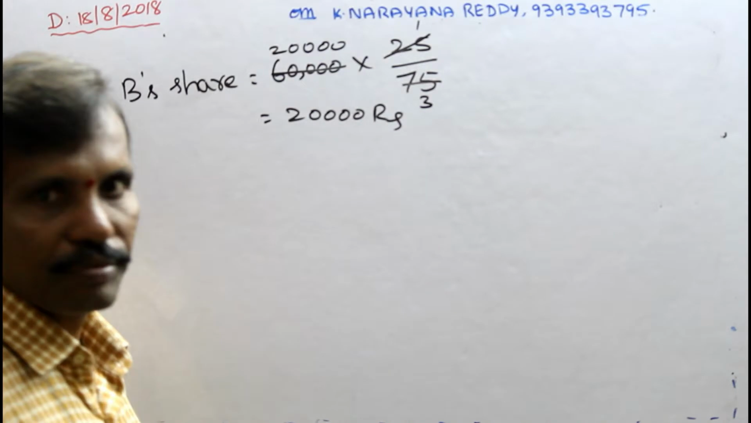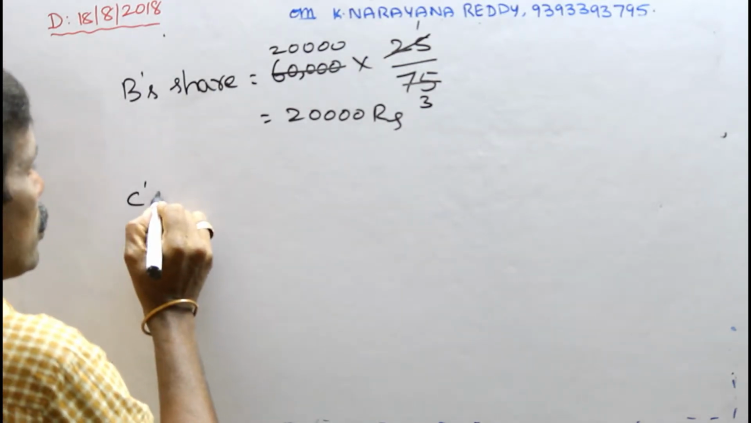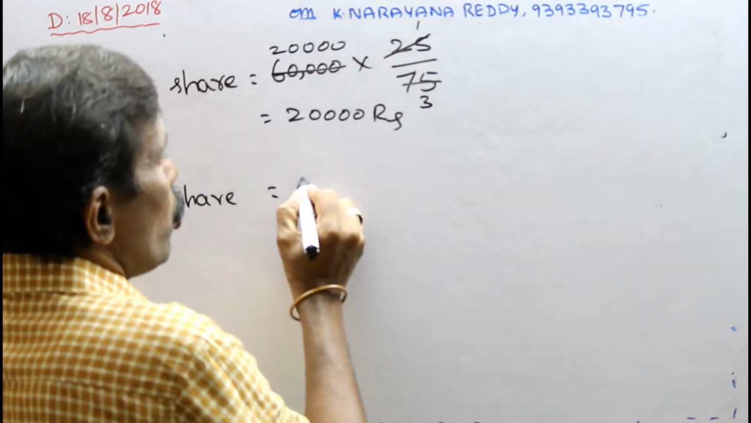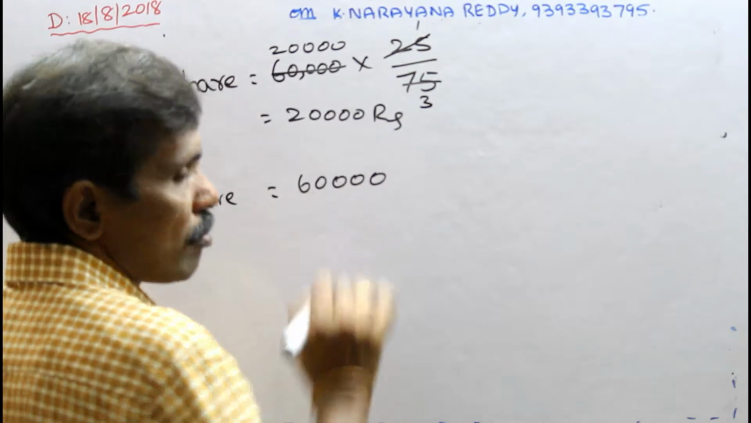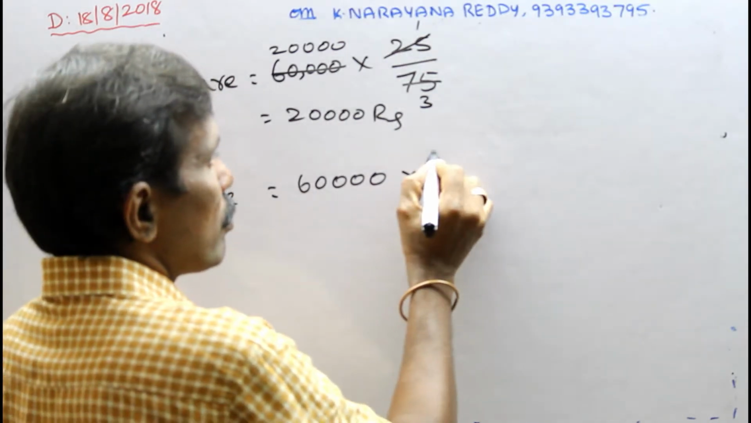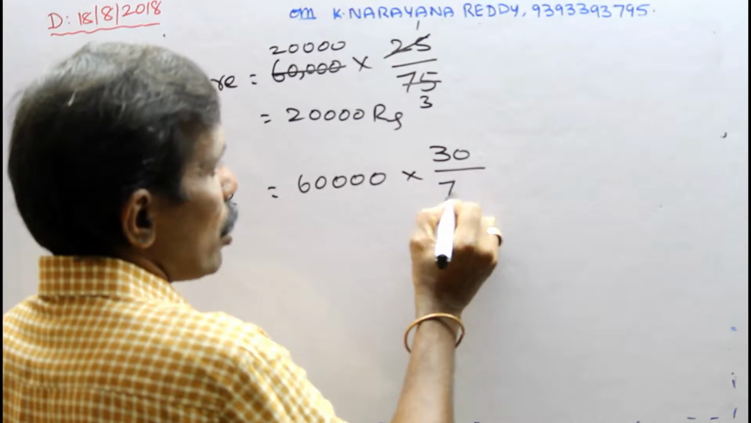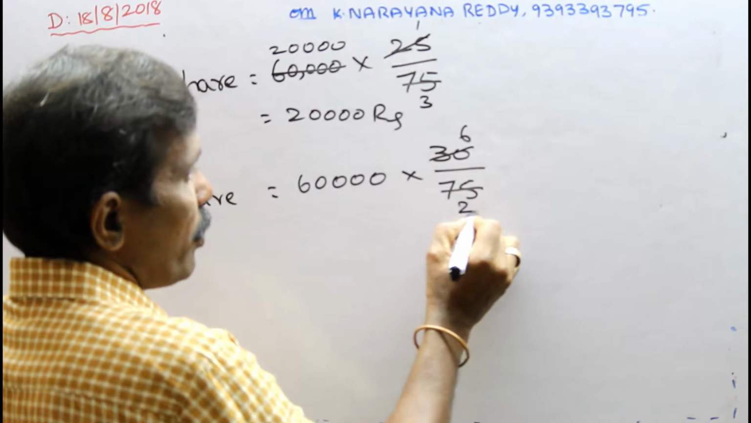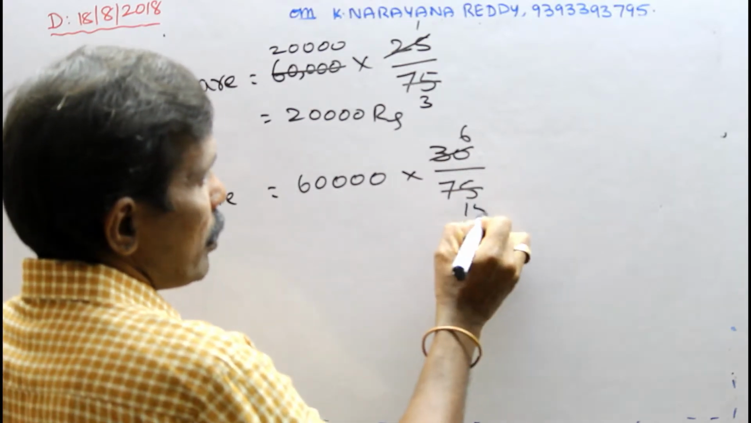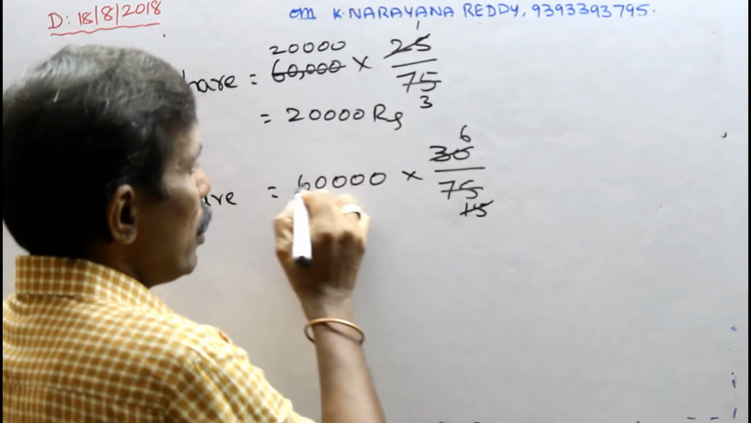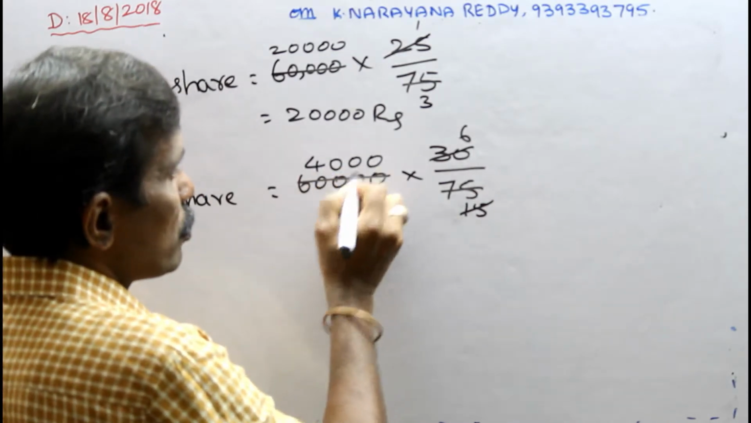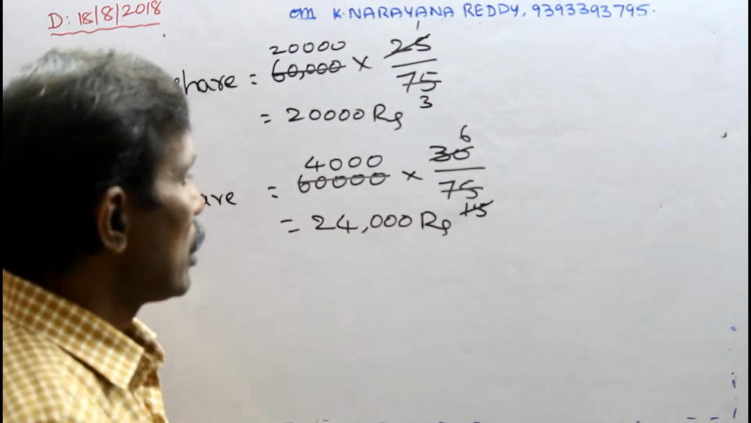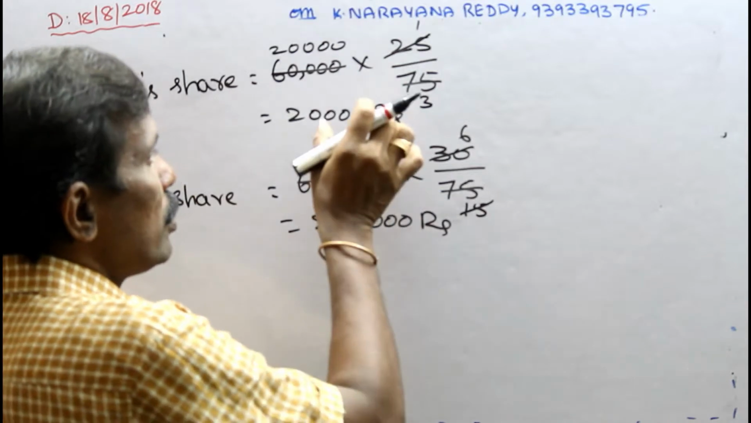That is B's share. Again, C's share equals the total profit into C's share divided by the total shares. 5 sixes are 30, 5 fifteens are 75, 15 ones are 15, 15 fours are 60, with 3 zeros. That means 24,000 rupees. This is C's share, and that was B's share.